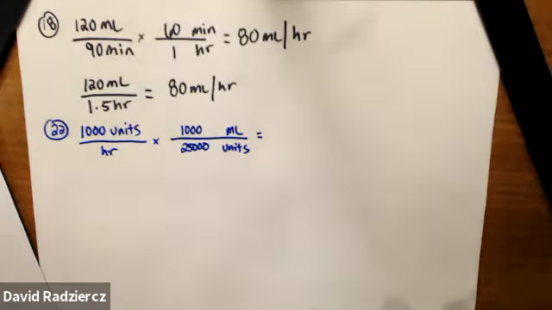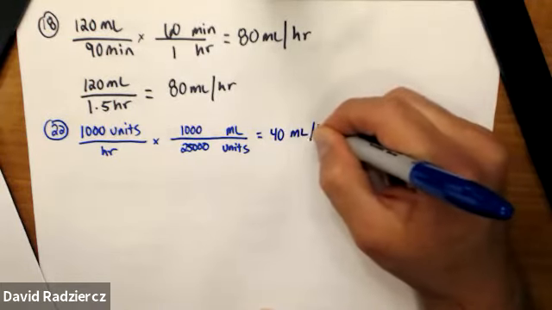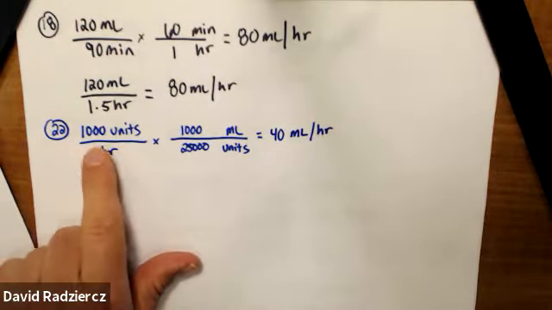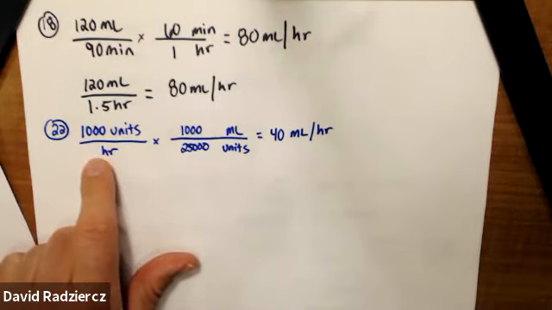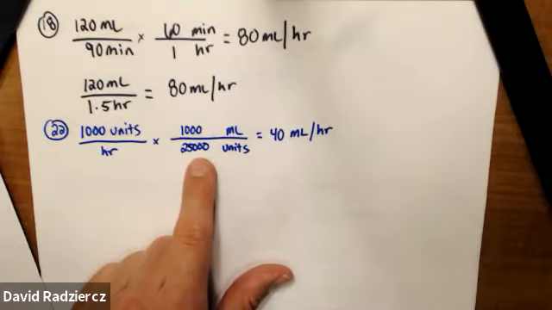Then I'm going to multiply 1,000 times 1,000. So pull up my calculator here. 1,000 times 1,000 divided by 25,000, and I'll get 40 milliliters per hour. So again, the strategy here is I start off by writing down first the units per hour that they give me, and then I just convert units to milliliters using the IV solution that they gave me.